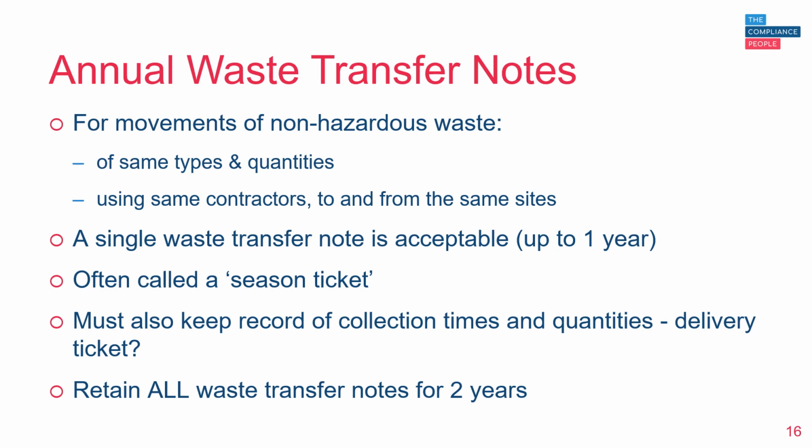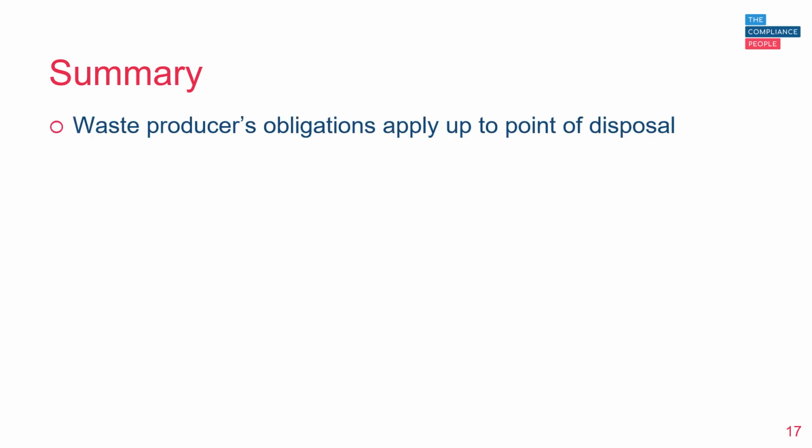It's really important that you still retain all records of these for 2 years, just as you would with any other waste transfer note. And it needs to be really clear on the waste transfer note the dates that the annual transfer runs between. So then, in summary, the waste producer's obligations apply right up until the point of disposal, not just from when the waste is being collected.